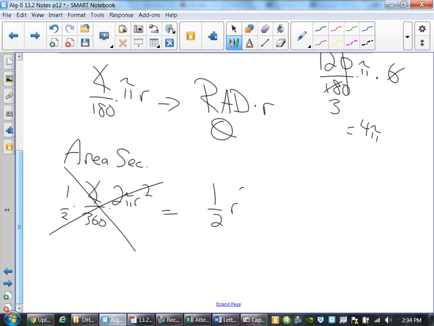It's 1/2 r squared times theta, where theta is in radians. You just convert it to radian. Okay. So, radian.